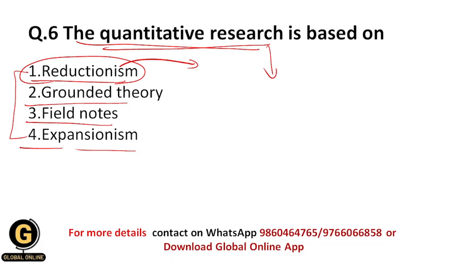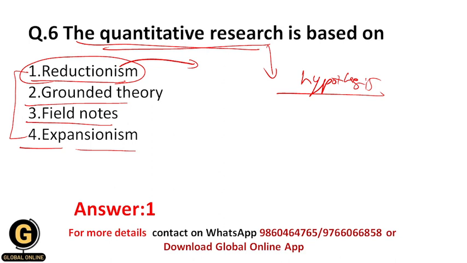In quantitative research, whatever problem we have, we convert that problem into a hypothesis, and a hypothesis is a straightforward statement. We test this hypothesis by using statistical techniques, and after all we will get the results. And that's why here we convert the complex problem into a simple hypothesis. Here we are doing reductionism, and that's why the correct answer to this question is one, that is reductionism.